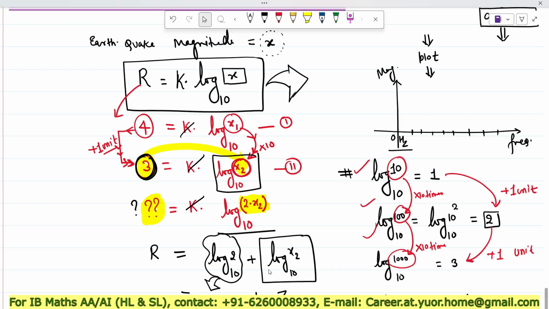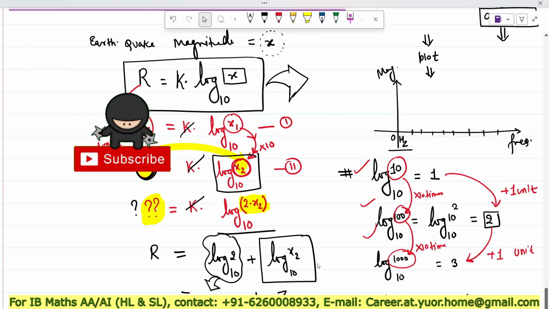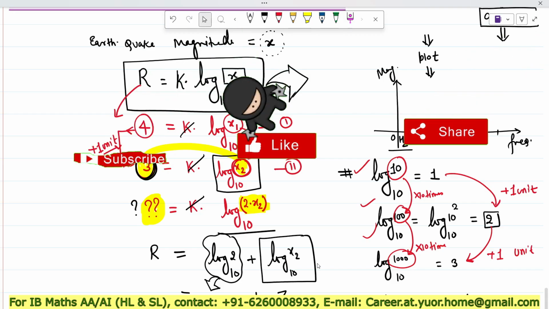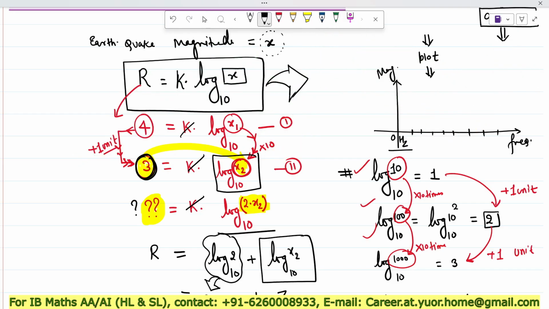Please find what is the value of log 2 with base 10. Right? It is 0.301, right? So what you will get? You will get 3.301. That is the value of R in the log scale. If the magnitude is twice with respect to 3, then you will have 3.301. Any doubt, any problem?